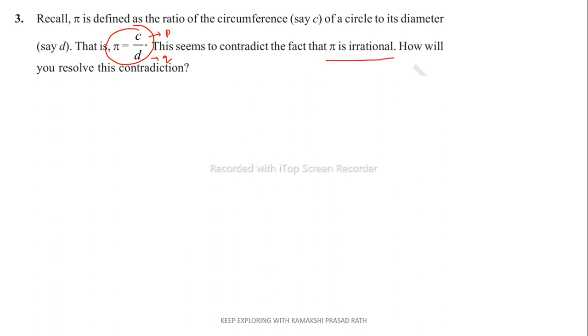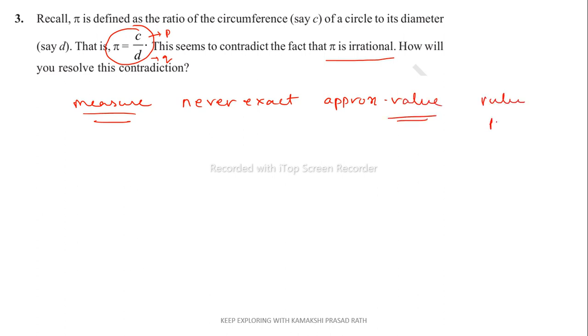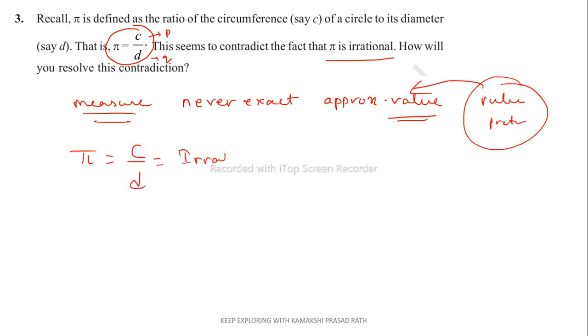We have to understand that whenever you are going to measure any length, that is never an exact value. So always we get an approximate value of the length. Whenever you are using a ruler or a protractor, any measurement device, that always gives an approximate value. So here when we write pi equals c by d, we don't know whether this answer is irrational or rational. So these measurements we don't know whether they are irrational or rational.